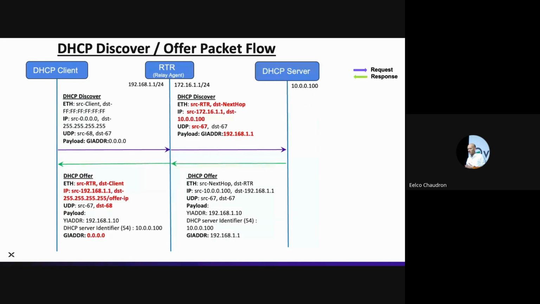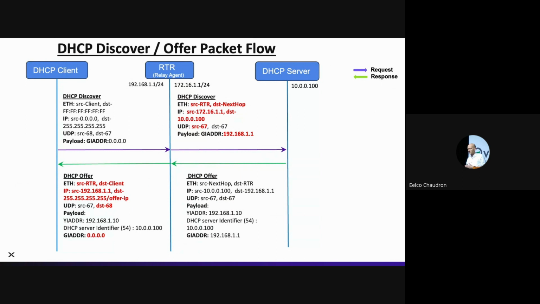If you see the outgoing packet from the relay agent to the DHCP server, the destination IP is pointing to the DHCP server. Source IP is updated with the outgoing interface of the router. Source port is updated. The GI address field in the DHCP header is updated with the internal interface IP of the router on which the broadcast packet is received, which is 192.168.1.1. The GI address information is used by the DHCP server to find out from which pool the IP address has to be assigned for this particular request.